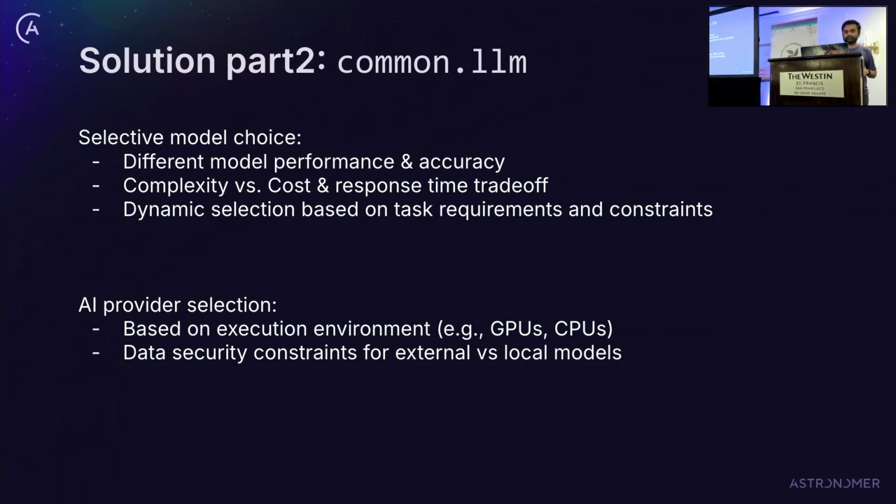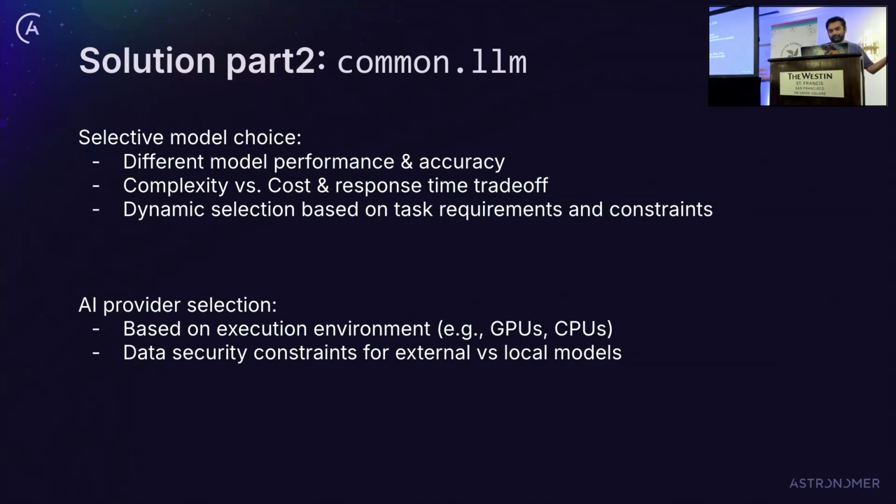You should be able to choose different models for performance or accuracy, complexity or cost, and dynamic selection based on certain criteria or requirements. This is a provider, so this is not strictly tied to Airflow 3, but we plan to work on this and release it around the Airflow 3 time frame. So the task execution interface, common.llm, and the few things we'll talk about will cohesively make a better story, right?